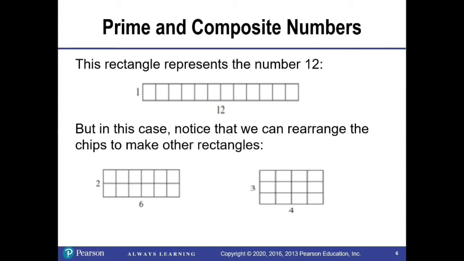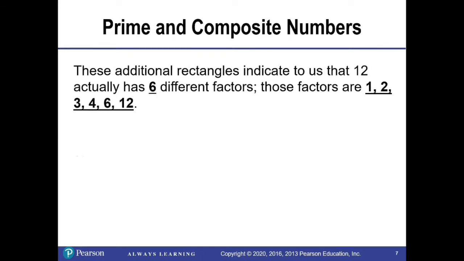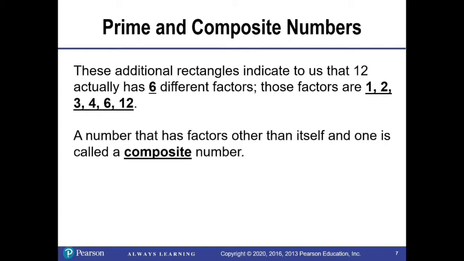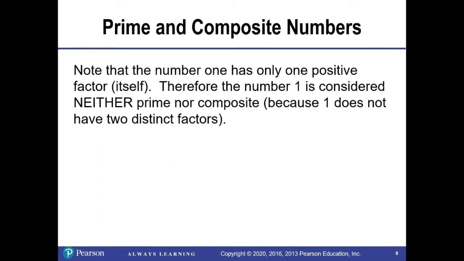I can rearrange these chips to make other rectangles, like 6 chips in a row and 2 rows of chips, or 4 chips in a row and 3 rows of chips. Now this tells me that the factors of 12 are 1, 2, 3, 4, 6, and 12. So 12 has 6 different factors. Because 12 and 1 are not the only factors of 12, 12 is what we call a composite number. So a composite number has factors other than 1 and itself. Now 1, by the way, is neither prime nor composite.